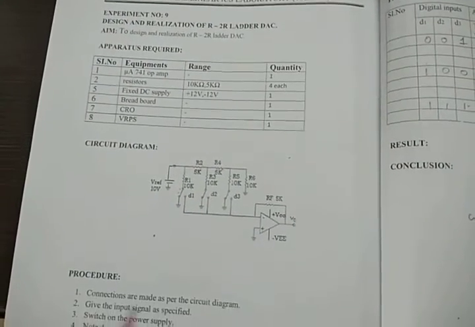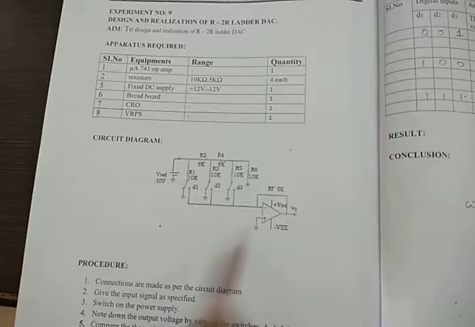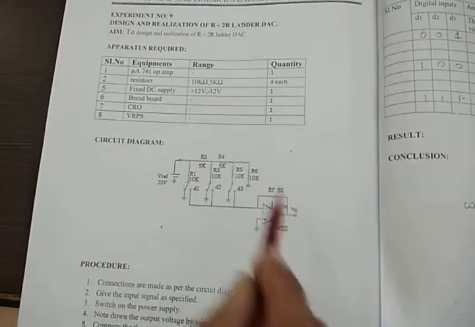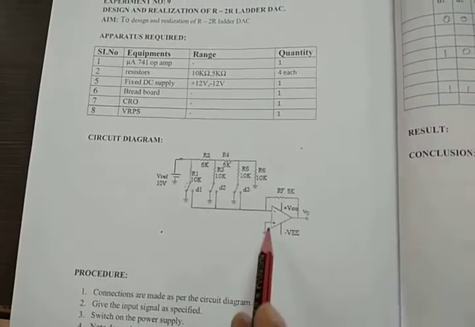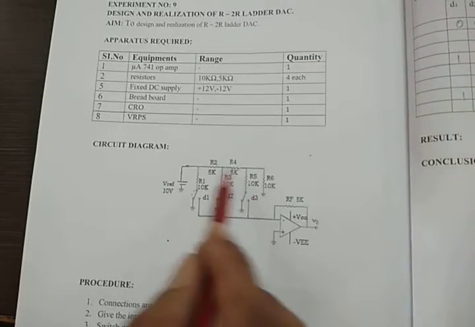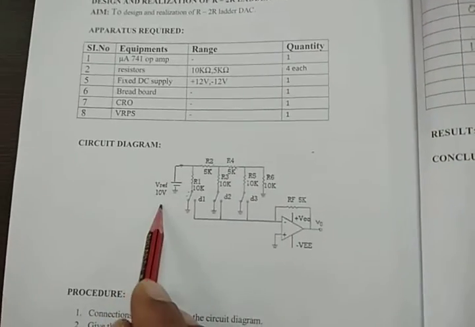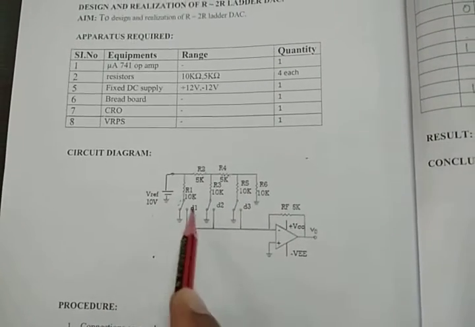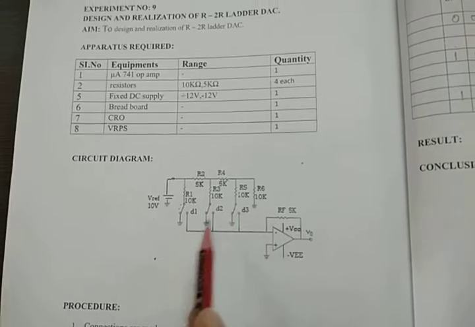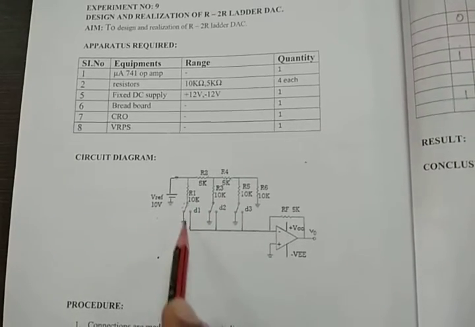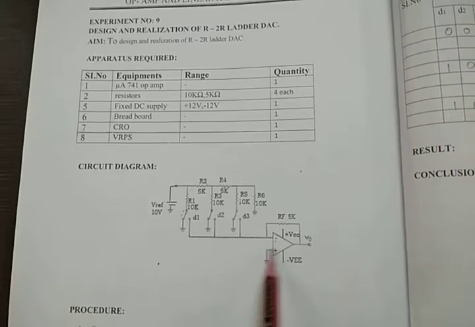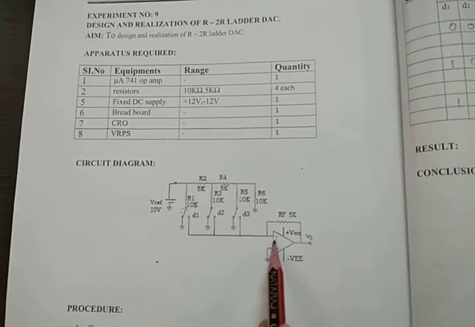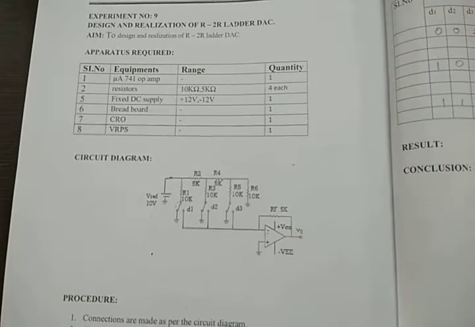Then here the circuit is in this fashion. This is how we have to rig up the circuit on the breadboard. This is our feedback resistance. This is connected to ground. Then we have R to 2R connections connected in this fashion. The reference voltage is 10 volts. Then we have to tap the wire from these points. If we connect it to ground, it is considered as 0. If we connect it to pin number 2, that is the negative terminal, it is considered as 1. Then the feedback resistance is 5K.